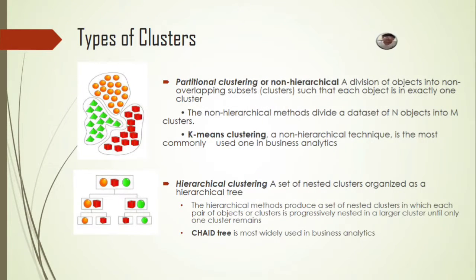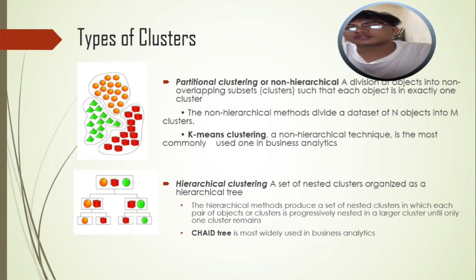So, ayun. So, types of clusters. So, ano nga ba to? So, meron tayong iba't ibang types pagdating sa clustering. The first one is the partitional clustering, or non-hierarchical: a division of objects into non-overlapping subsets or clusters such that each object is in exactly one cluster.